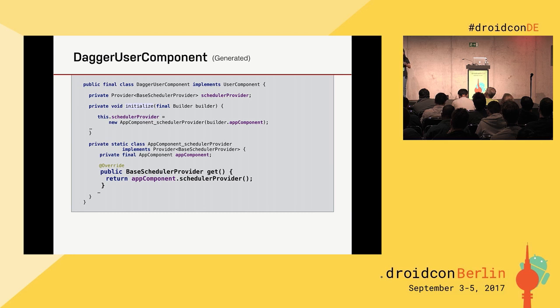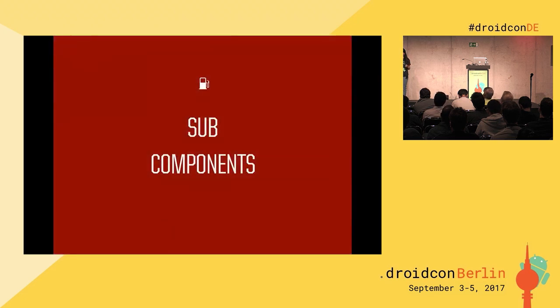And it doesn't know about the implementation. Dagger is going to generate Dagger app component. This user component doesn't know about that implementation. What it knows about is the app component interface. That is why we need to expose this particular dependency in the app component.